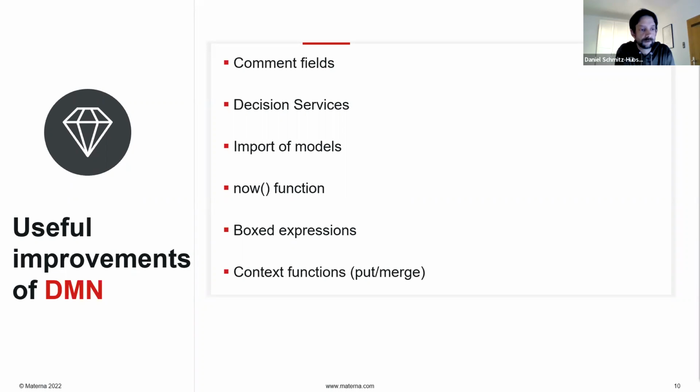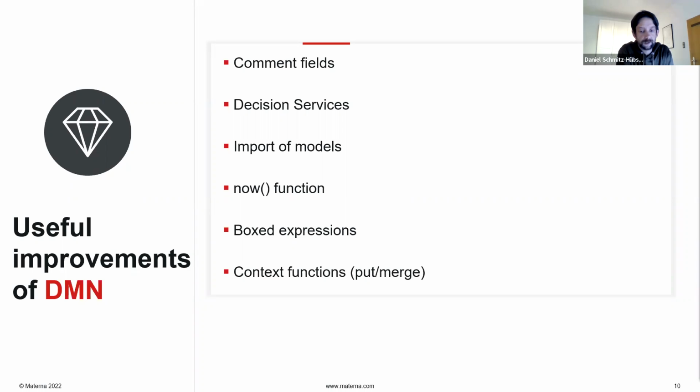Another thing that has started to be used quite heavily is the import of models. In the beginning, we had customers who modeled in one DMN model sometimes hundreds of decisions. And with the ability to import models, it's way easier for them to structure it with other colleagues. So one colleague is in charge of one part of the whole decision and so on.